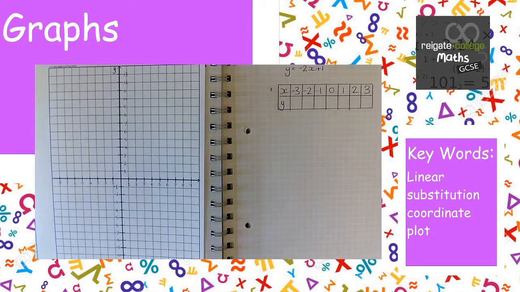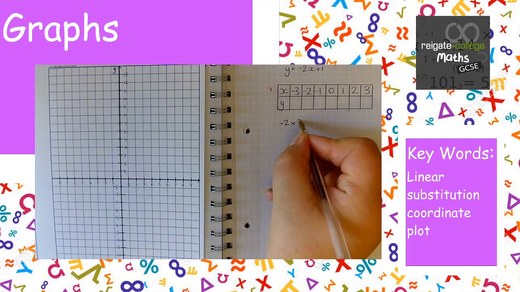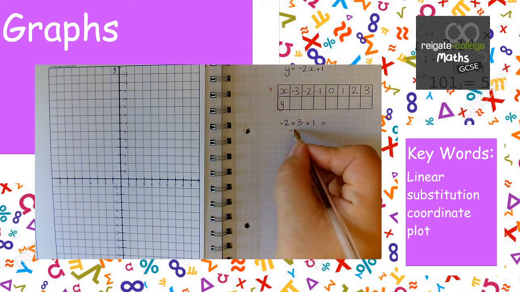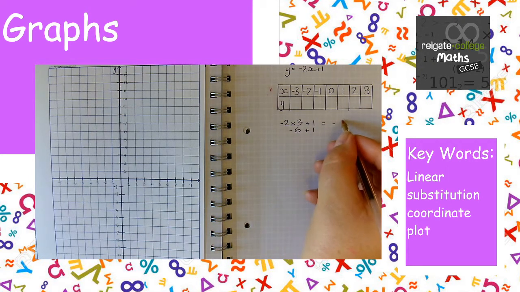I'm going to calculate the values of the graph for y equals minus 2x plus 1. I'm going to pay particular attention multiplying positive and negative numbers together so that I come out with the right coordinates. Starting with the 3, I've got minus 2 times 3 plus 1. Minus 2 times 3 is minus 6, plus 1 is minus 5.